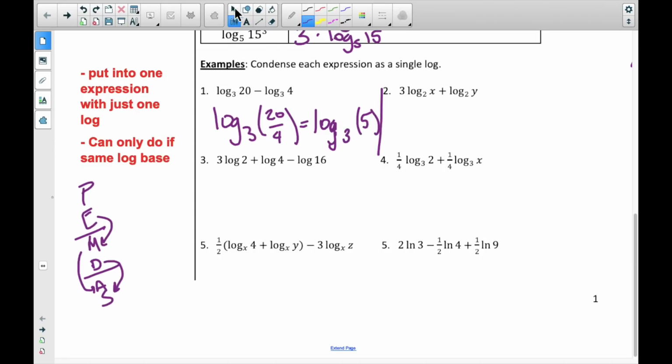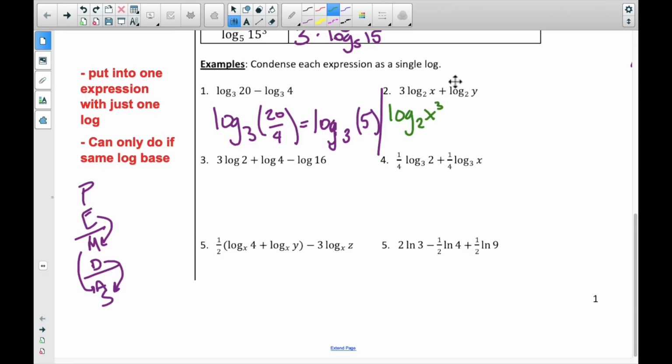I've put it down into one log. All right, let's go to number 2. Do you remember what it means if there's a number in front? If there's a number in front with multiplication, multiplication means exponents. So this is going to be the log base 2 of x to the third.